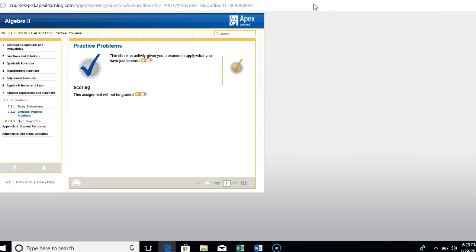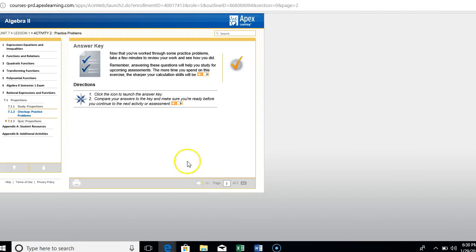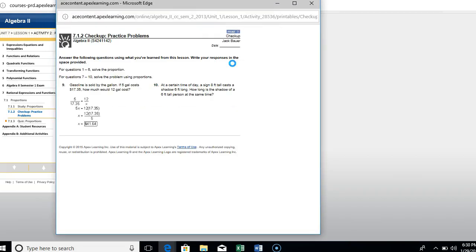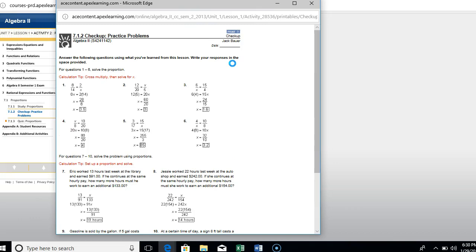There's no point in doing practice problems in math unless you get feedback that you're doing it correctly. And there's no point in taking a quiz unless you practiced ahead of time and you know that you're going to do well on the quiz. So let's make sure you know where to check your answers. So on your checkup, go to page 2. And up here on the top, notice now it says answer key. Click on this and the answers to that worksheet show up.